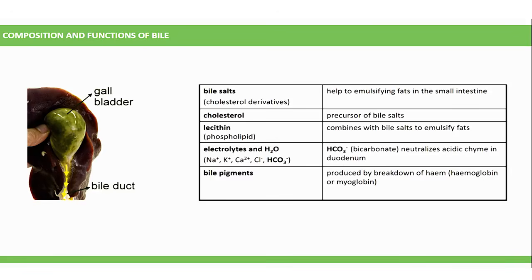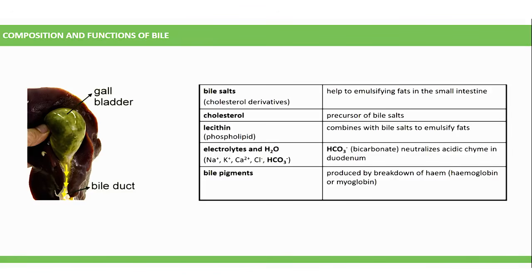Within this bile, shown in this table, we have bile salts that are derived from cholesterol. These bile salts help to emulsify fats in your small intestine. We have cholesterol because that's required to synthesize the bile salts. We have a phospholipid called lecithin. This combines with the bile salts to emulsify your fats.